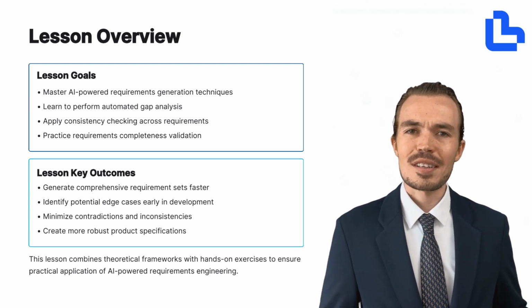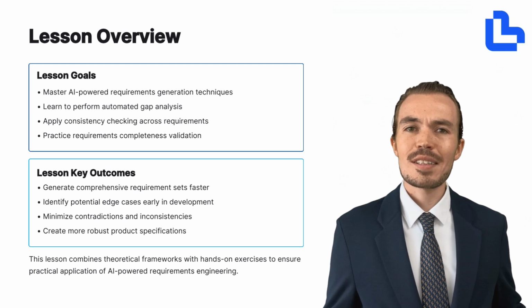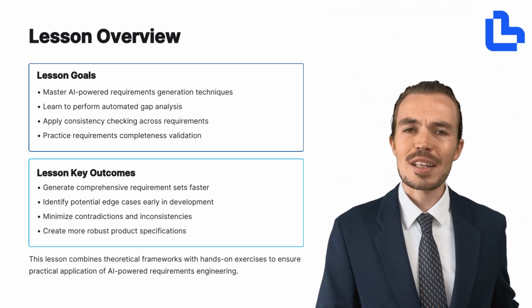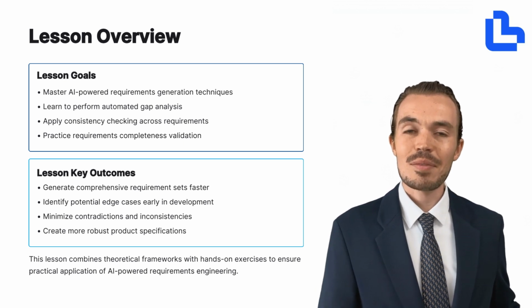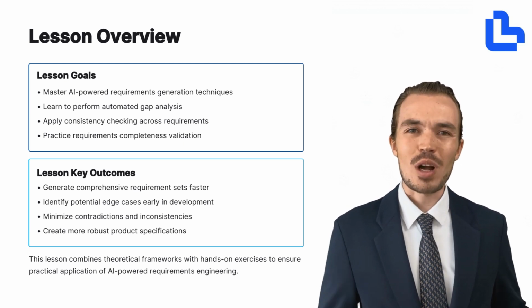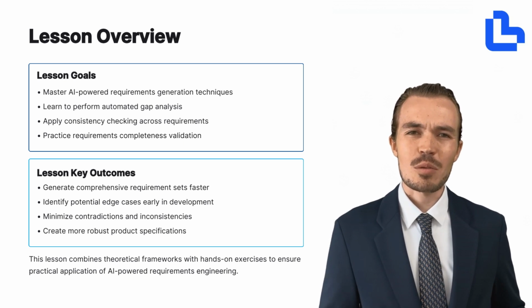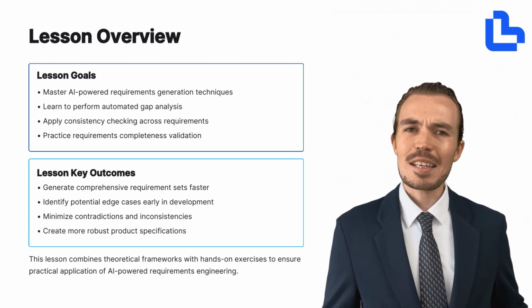Next, we'll dive into consistency checking, an essential step for eliminating contradictions and ensuring alignment across your requirement sets. And finally, we'll practice validating completeness, making sure that every user scenario, system function, and integration point is accounted for. By the end of this lesson, you'll be equipped to generate comprehensive requirement sets much faster than traditional methods allow. You'll be able to identify edge cases early in the development cycle, minimize inconsistencies, and produce more robust product specifications.